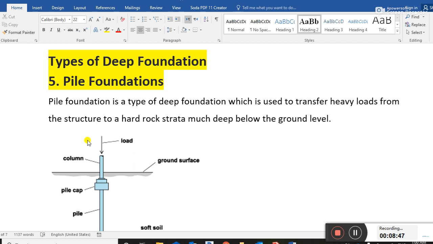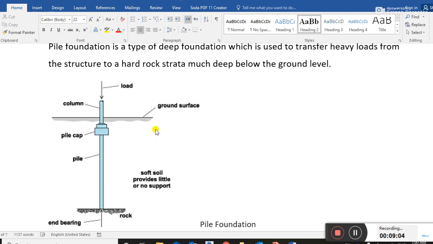Types of deep foundation. Pile foundation. Pile foundation is a type of deep foundation which is used to transfer heavy loads from a structure to hard rock strata much deeper below the ground level. Guys, this is the load on the pile, this is a column, this is the ground surface, this is the pile cap, and this is the pile.